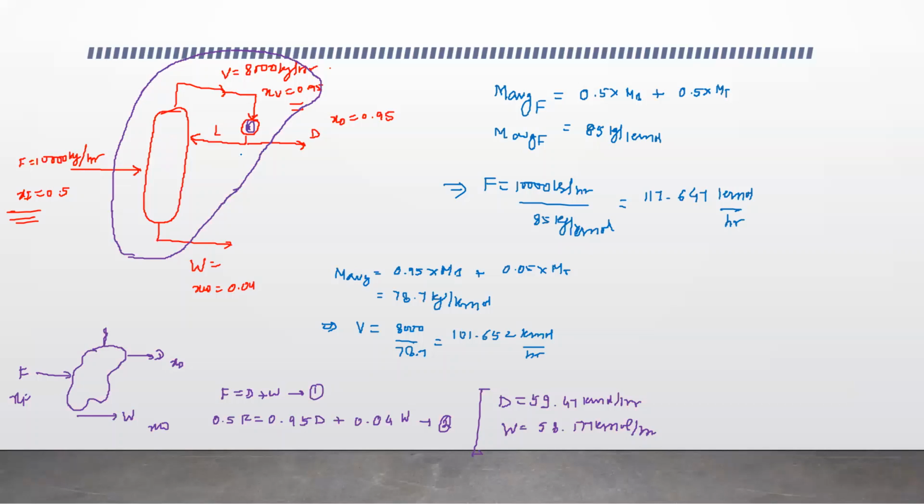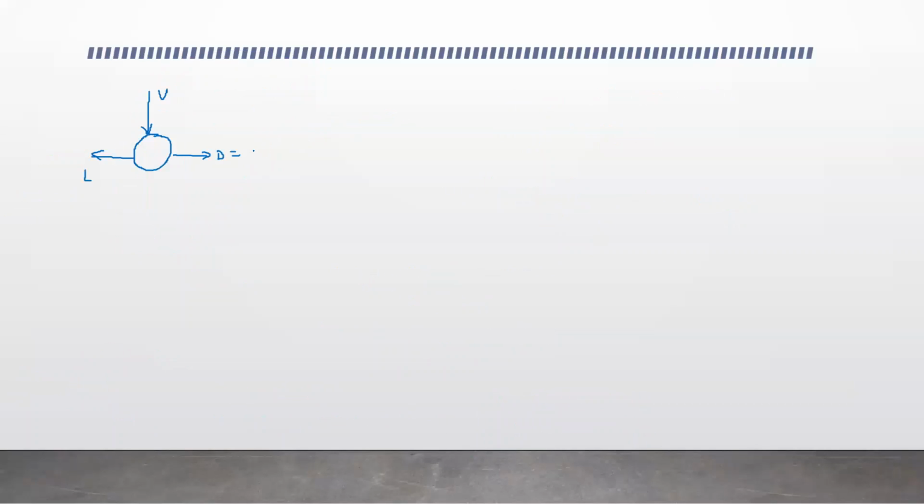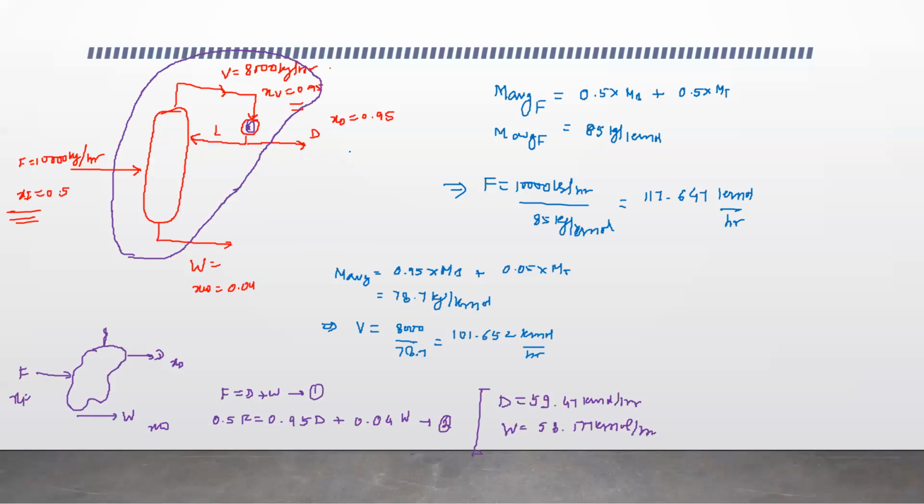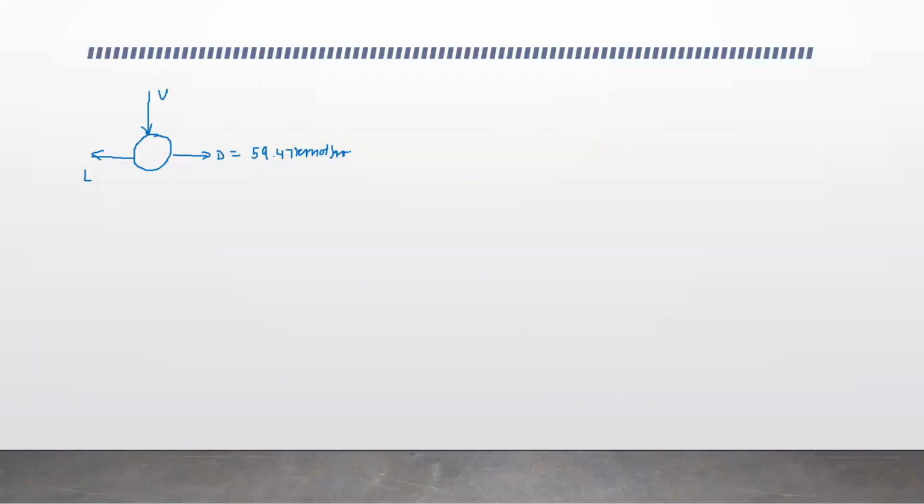So now we are going to form a separate balance about the condenser. So this was my condenser. Over here, I have vapor coming in. Over here, I have liquid that is recycled. And over here, I have distillate, D. So D, we have just calculated as 59.47 kilomole per hour. And we have V, we have calculated 101.652 kilomole per hour, right?